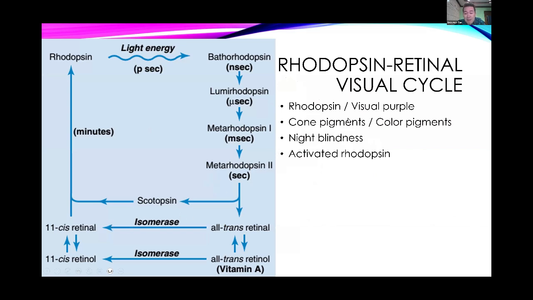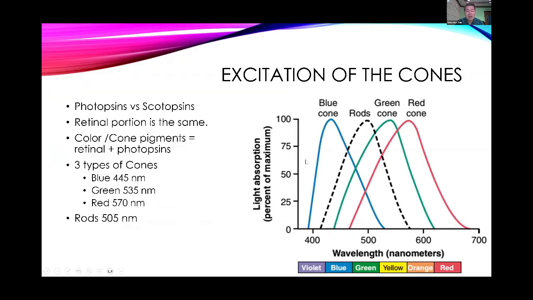For cones, the cone pigments will be made up of the photopsin. So photopsin is a component of the cone pigment, while scotopsin is a component of your rod. Do you follow? So cone pigment is made up of your photopsin plus retinal. Your black and white vision, your rhodopsin is made up of the scotopsin plus the retinal. Clear yan na? Photopsin is color pigment, so color pigment will be photopsin plus the retinal. Photopsin, color. Scotopsin, black and white.